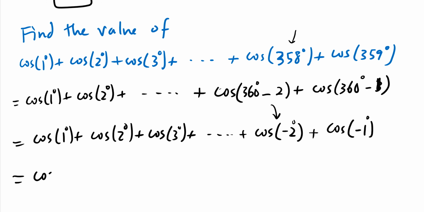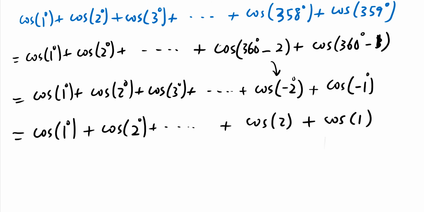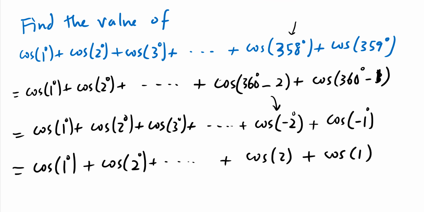But with the even-odd identities, we know cosine of negative alpha is cosine alpha. So now, how many terms did we have in the original problem? From 1 to 359, we had 359 terms. So the middle term that we can't see, imagine this is a 360, the middle term here is supposed to be cosine 180. 360 divided by 2 is 180. That's the middle term.